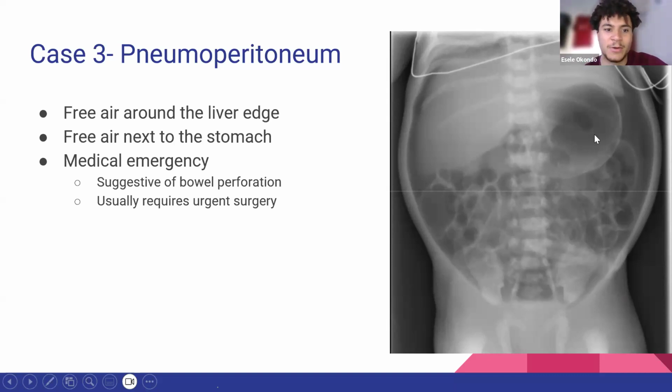So this is a medical emergency. It's suggestive of a bowel perforation or a gastric perforation of some kind. It usually requires urgent surgery, I think, in maybe 90% of cases. And if you take a step back and look at everything in this X-ray, you can see that the patient looks very bloated, almost as if there is air in the peritoneal cavity.